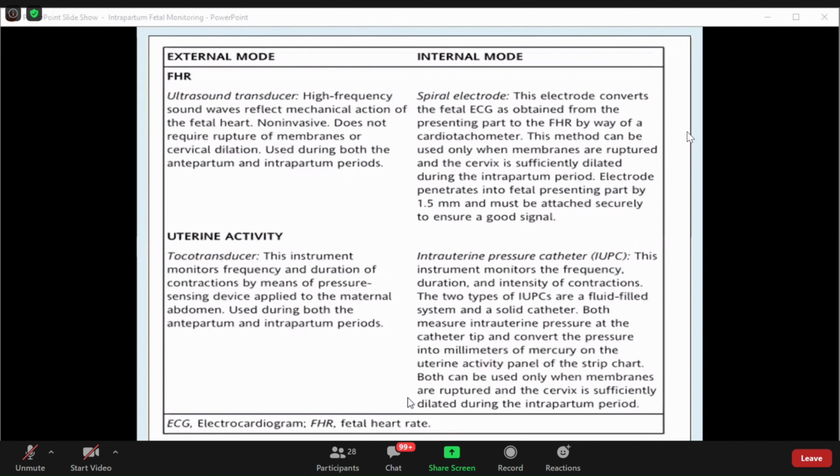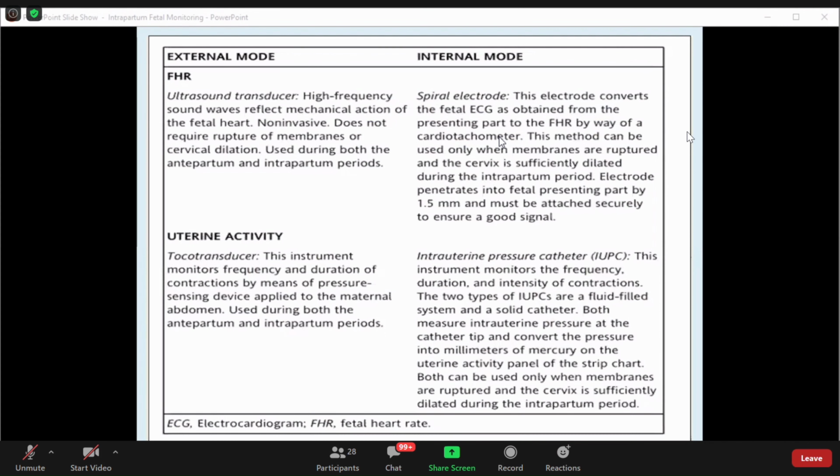All right, so internal and then external. I think my slides have internal first, so I'm going to talk a little bit about internal and then external, and then we'll talk about actually reading the strips. So internal monitoring is typically done to get a more accurate picture. Again, external is less invasive, and we always try to go from less invasive to more invasive. So we usually try, if we can, to monitor externally, but if need be, we will advance to internal monitoring.